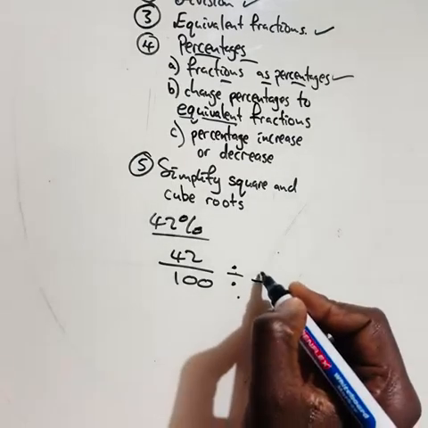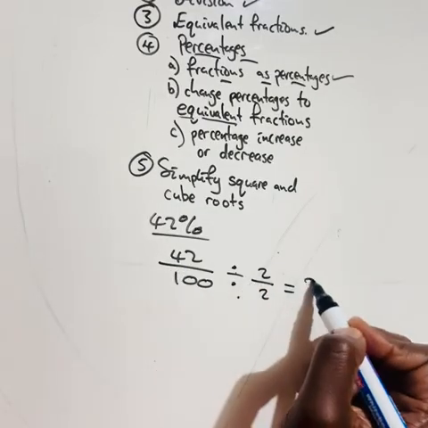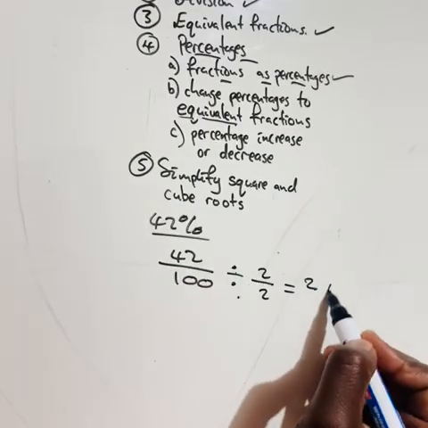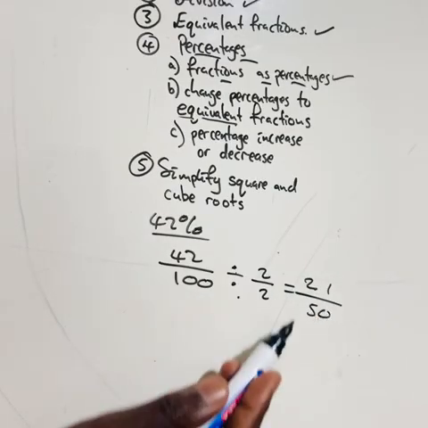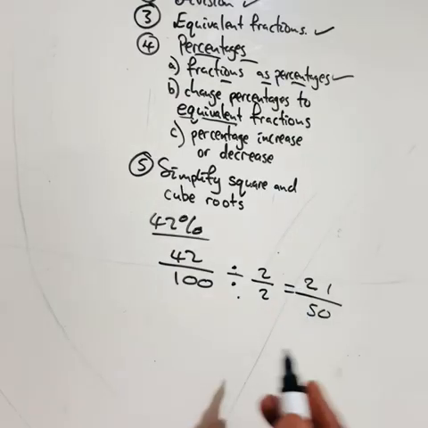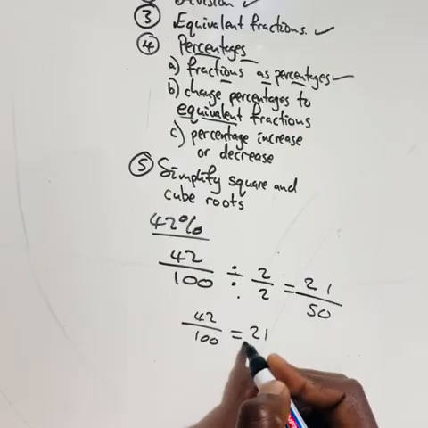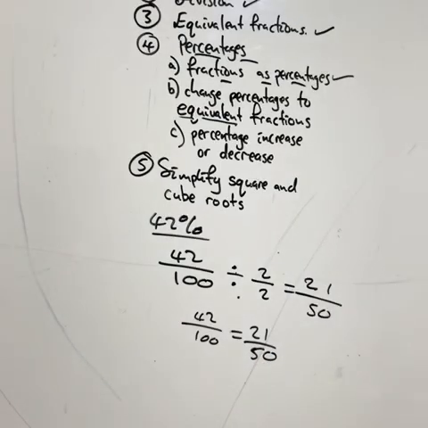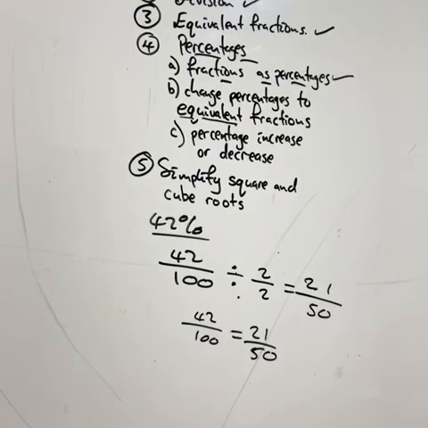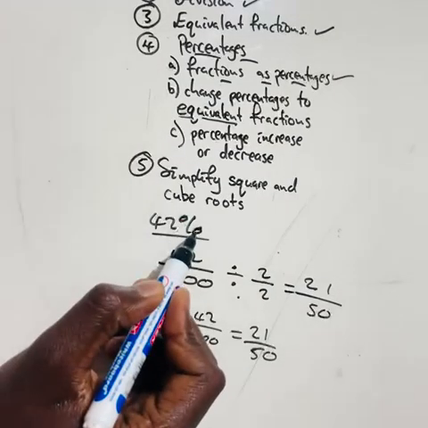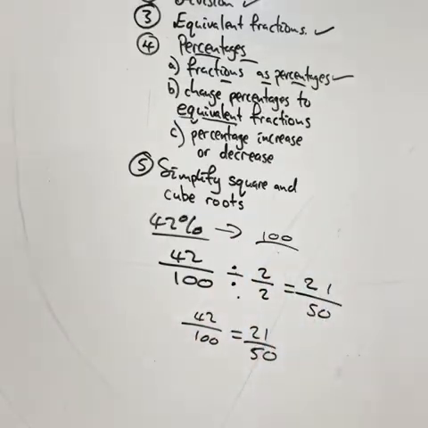Number 2. So I divide by 2 here and I divide by 2 there. 4 divided by 2, that's 2. 2 divided by 2, that's 1, all over 100 divided by 2, that's 50. Now I've got 21 over 50. In other words, 42 over 100 is equal to 21 over 50. So I have found a fraction which is equivalent to 42%. That's what we do. So the moment you see this percentage, you must know that everything is over 100, right?